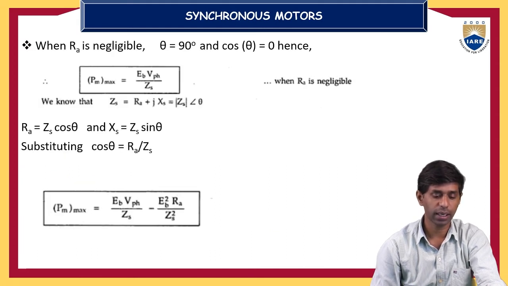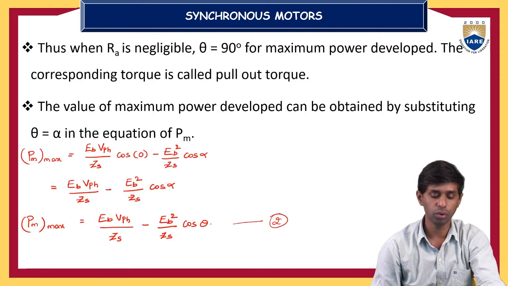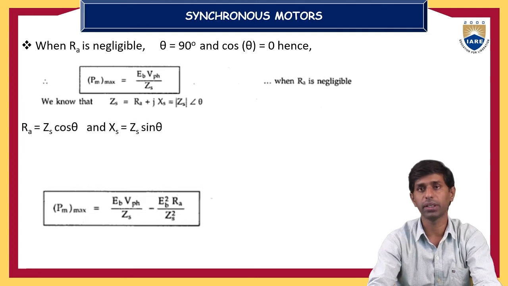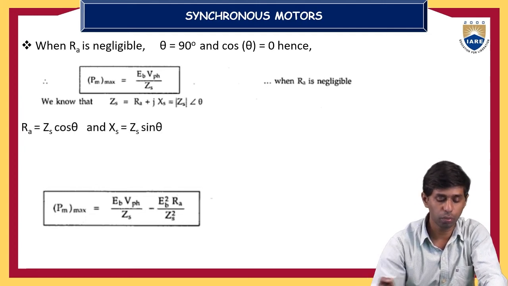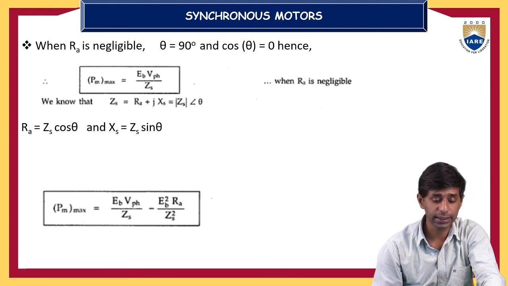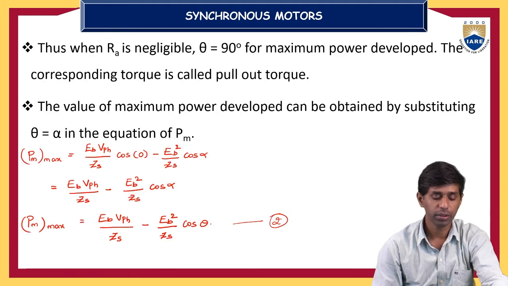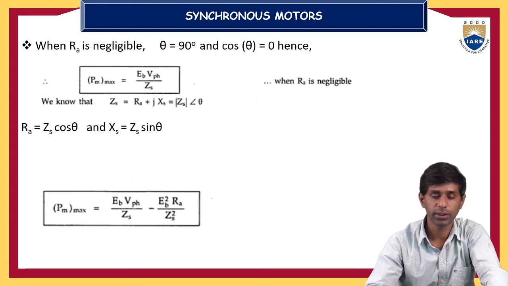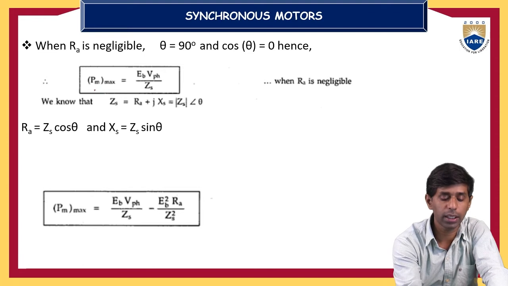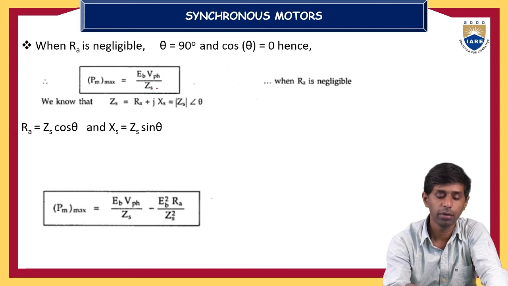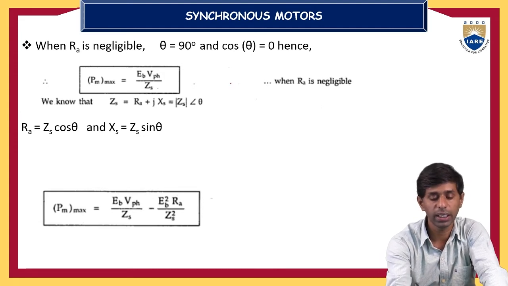Now if you neglect armature resistance, from equation number 2, theta becomes 90 degrees again. So the mechanical power developed Pm is maximum when armature resistance is neglected. Only the first term remains, that is EB V phase by Zs, since cos 90 is 0 and the second term is 0. The maximum mechanical power developed is equal to EB V phase by Zs, where your Zs becomes only the synchronous reactance Xs and Ra is neglected.